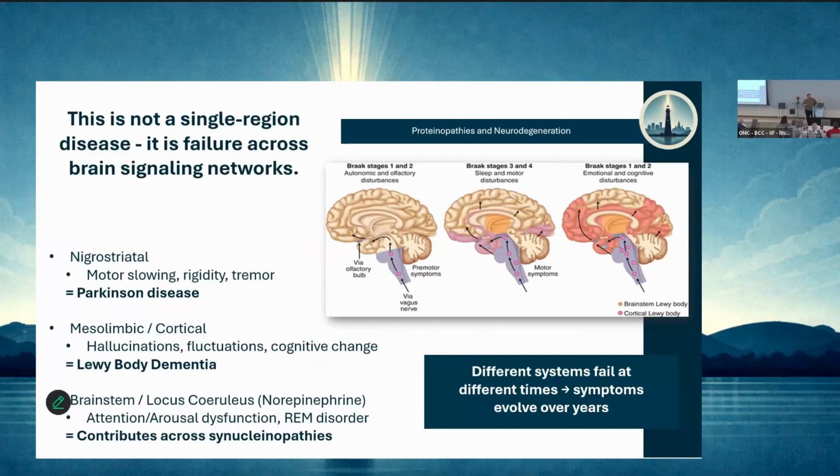So, I think we already went through a lot of this actually in the other slide, but for the nigrostriatal or movement pathway, when the disease predominantly affects that pathway, you'll see motor slowing, you'll see rigidity, and you'll see tremor, typically resting, though it can be otherwise. And that's what we call Parkinson's disease. If it affects the areas more for cognition, then you'll see fluctuating confusion, other cognitive changes, and hallucinations in particular. And this is called Lewy body dementia.